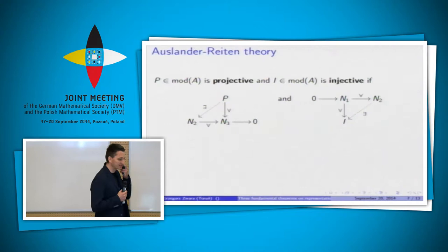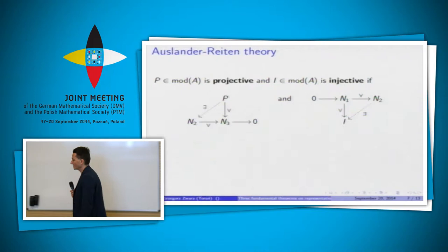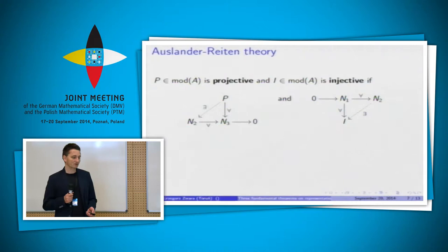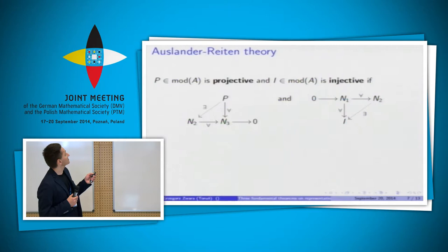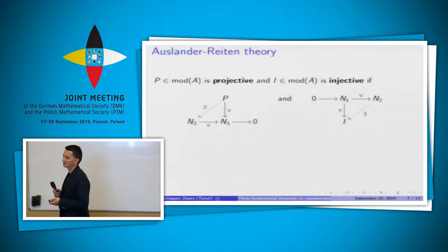The second is about Auslander-Reiten theory, a little later development, first by Auslander, then later in collaboration of Auslander and Reiten. Let me recall the notion of projective and injective modules. We can define it in this way. A module P is projective if and only if, for an arbitrary surjective homomorphism between modules from N2 to N3, and an arbitrary homomorphism from P to N3, there is a homomorphism from P to N2 making this triangle commutative, which means the composition of these two maps is this vertical one.